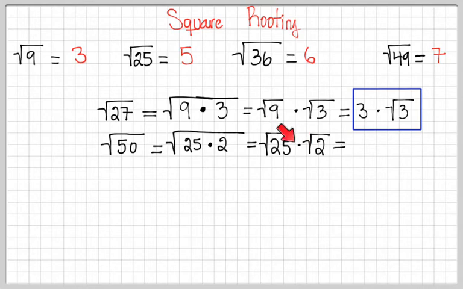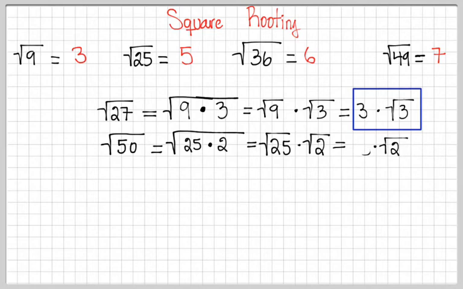Of these two, I know one of the square roots. I don't know the square root of 2 because 2 is not a perfect square. But I do know the square root of 25. The square root of 25 would be 5, right? So I'm going to write this as 5 times the square root of 2.